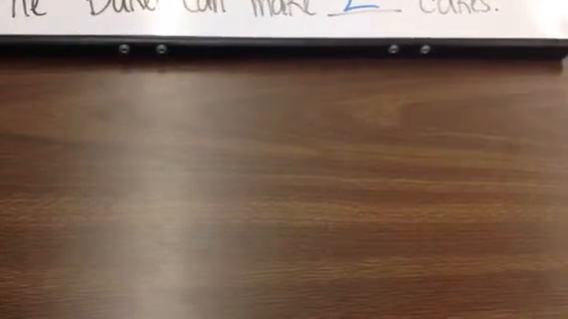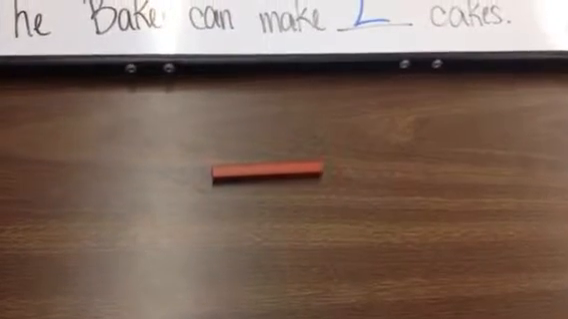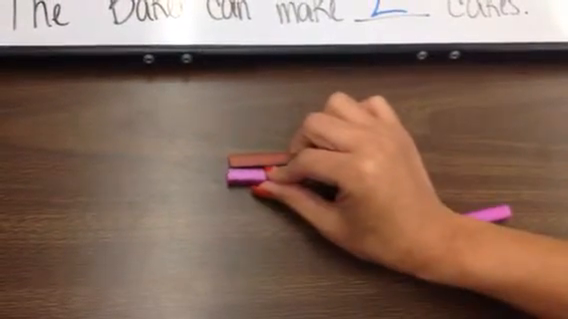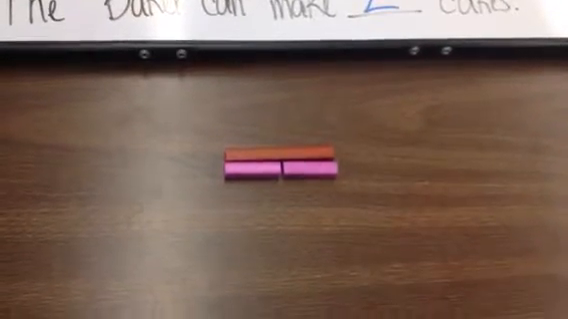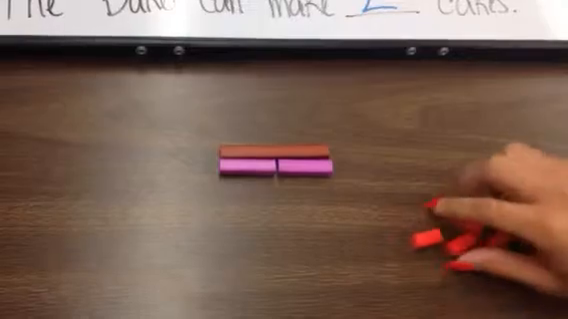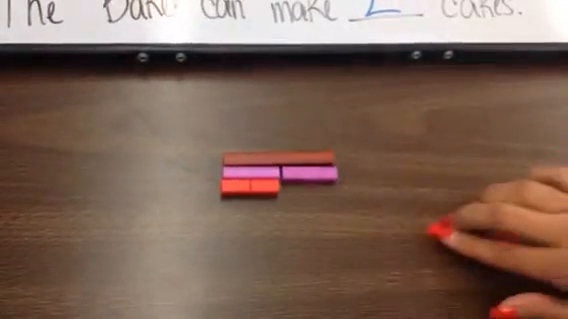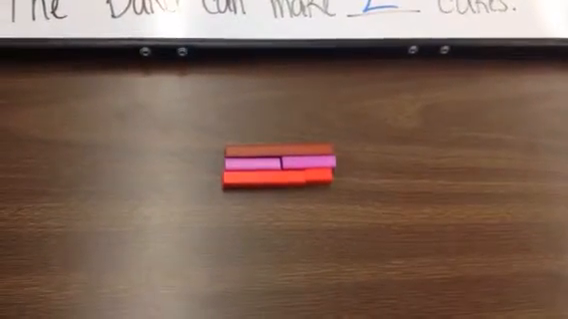Now let's try this problem using Cuisenaire rods. Here we have our whole represented by the brown piece. I've discovered that 2 of these purple pieces can be represented by our 1/2 pound of flour, and our 1/4 pound of flour can be represented by the red pieces because there are 4 parts to our whole.